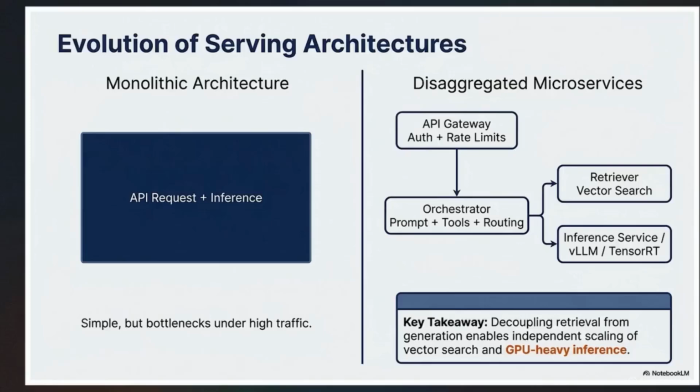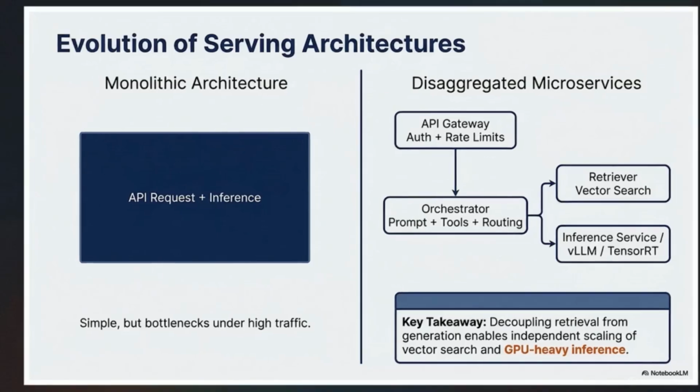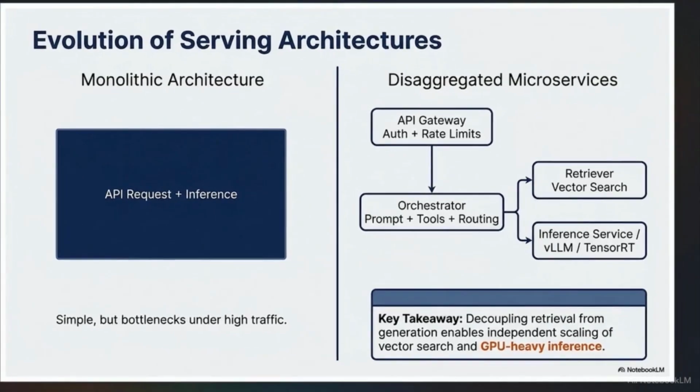This contrasts monolithic architecture with disaggregated microservices. Traditional monolithic systems, bundled together, bottleneck instantly under generative AI traffic. Scaling requires decoupling retrieval processes from GPU-heavy inference. This allows the system to process data searches independently of matrix multiplications.